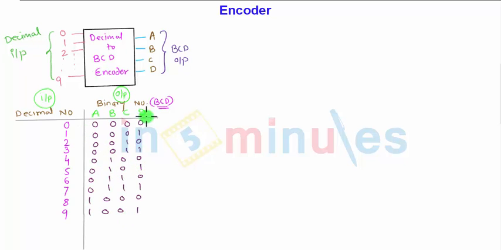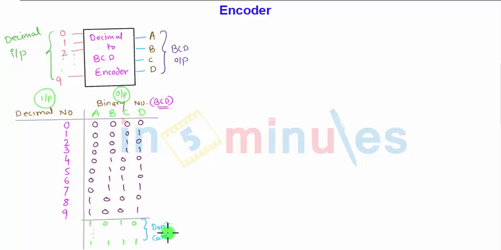Now since we have 4 outputs, that is A, B, C, D, in 4 outputs we have 16 combinations, out of which we are using only 10 combinations. So the combinations 1 0 1 0 to 1 1 1 1 will be treated as don't care.